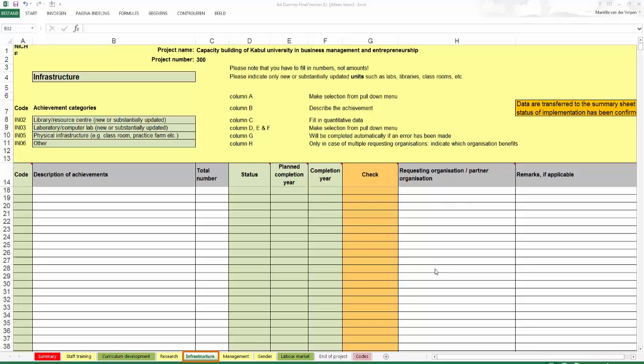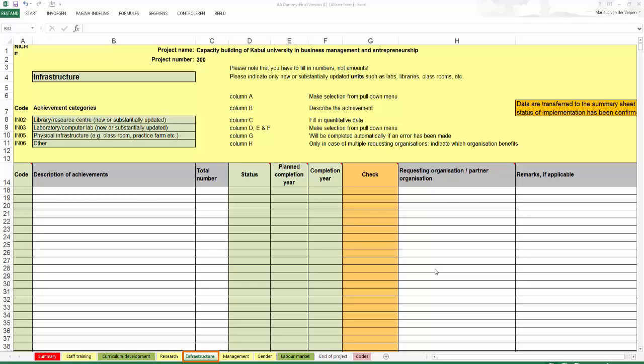What if the project has bought 2 boxes of books and 6 computers? Well, is that substantial? I think we can agree it's not substantial. Again, common sense is very crucial. This sheet will therefore be very short. What about a management information system? Which category is that? This is recorded in the next sheet under management.